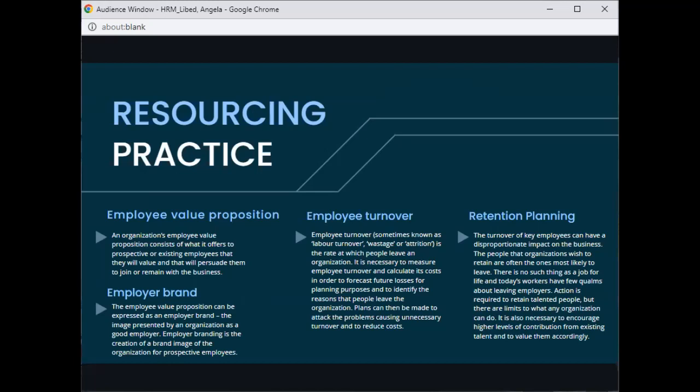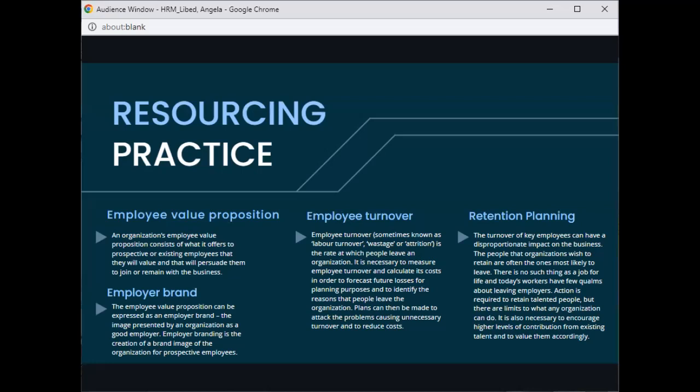Then, next is employer brand. The employee value proposition can be expressed as an employer brand, the image presented by an organization as a good employer. Employer branding is the creation of a brand image of the organization for prospective employees. So parang kanina na-discuss na din to doon sa una, strategic resourcing. So, ayan, parang employer branding din siya. So, example din is McDonald's. So, they are working students friendly. So, pagka yung mga employees ay students, mas mag-a-adjust sila dun sa time ng estudyante. So, kaya maraming nag-stay sa organization nila kasi nga, nakakatulong sila sa students.